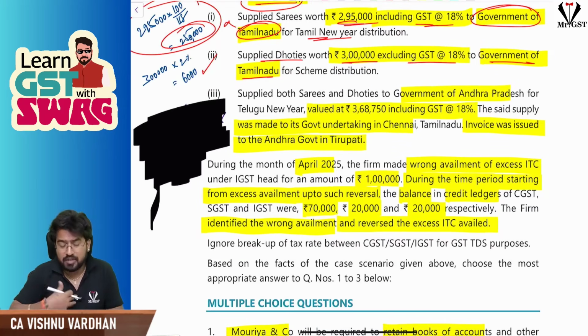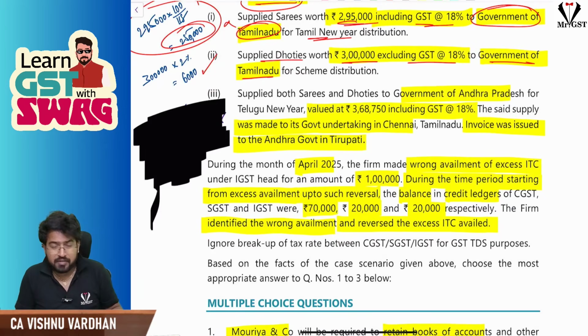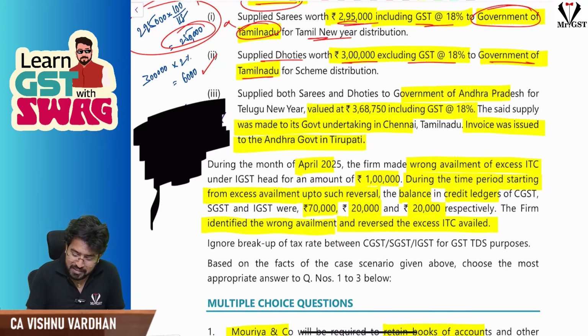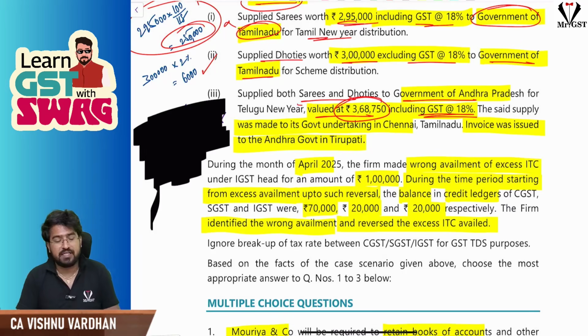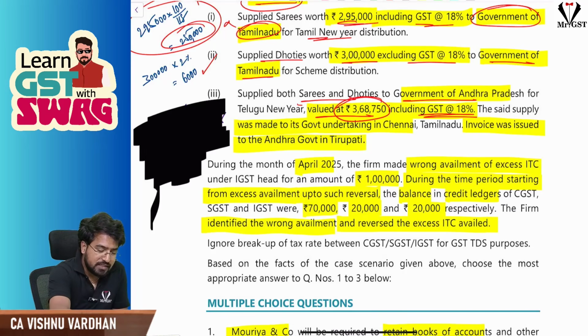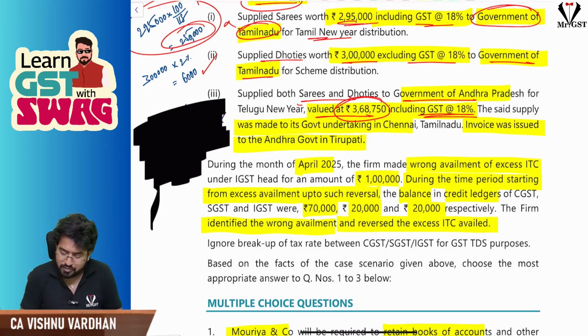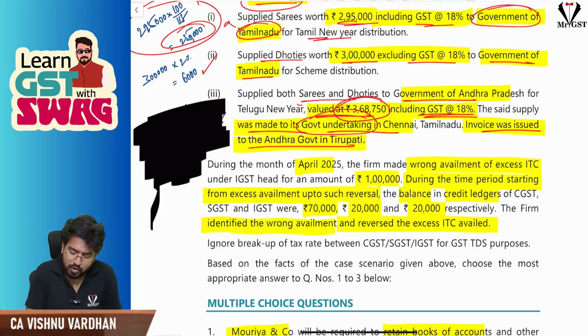And this third point is literally my story, I guess. From Tirupati, settled in Chennai. So here, supply of saris and dhotis to the Government of Andhra Pradesh, valued at 368,750 including GST 18%. So if you take 368,750 into 100 divided by 118, it is 3,12,500. The interesting part is that it has been supplied to a government undertaking in Chennai, Tamil Nadu, but the invoice was issued to the Andhra government in Tirupati. That means billing is done to Andhra Pradesh, but shipping is done to one government undertaking in Chennai. Okay, so now this is the bill to ship to model.